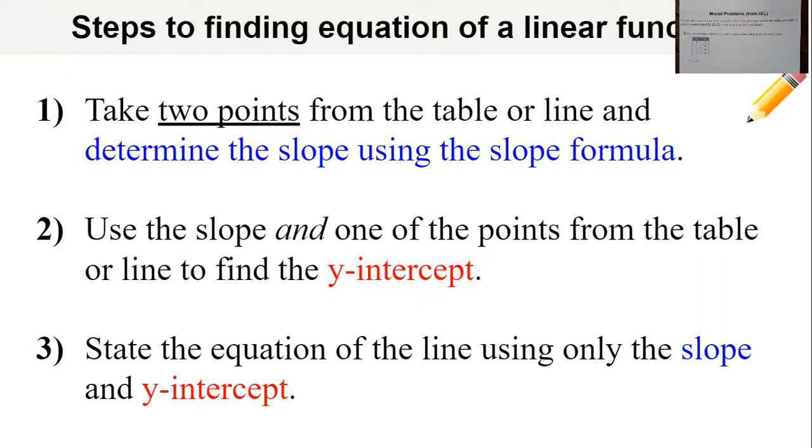We have to take 2 points from the table or the line and determine the slope using the slope formula. After, we use the slope and one of the points from the line to find the y-intercept. After we find the slope and the y-intercept, we simply state the equation, okay? So in order to state an equation, you have to have the y-intercept and the slope.